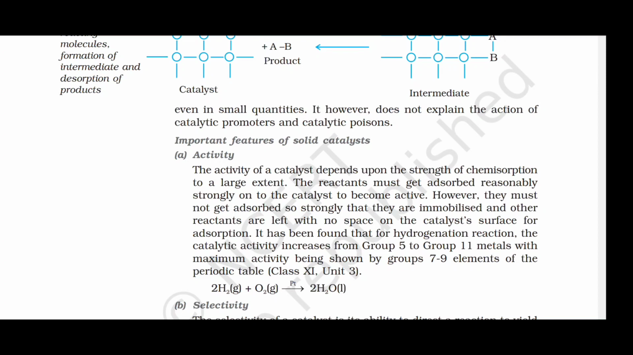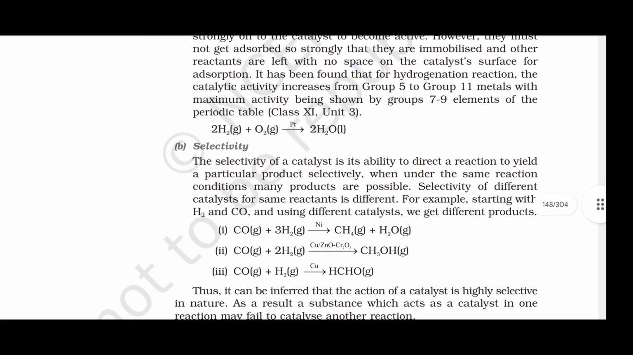It has been found that for hydrogenation reaction, the catalytic activity increases from group 5 to group 11, with maximum activity being shown by group 7 to 9 elements of the periodic table. 2H2 gas plus O2 gas in presence of platinum will give you water.